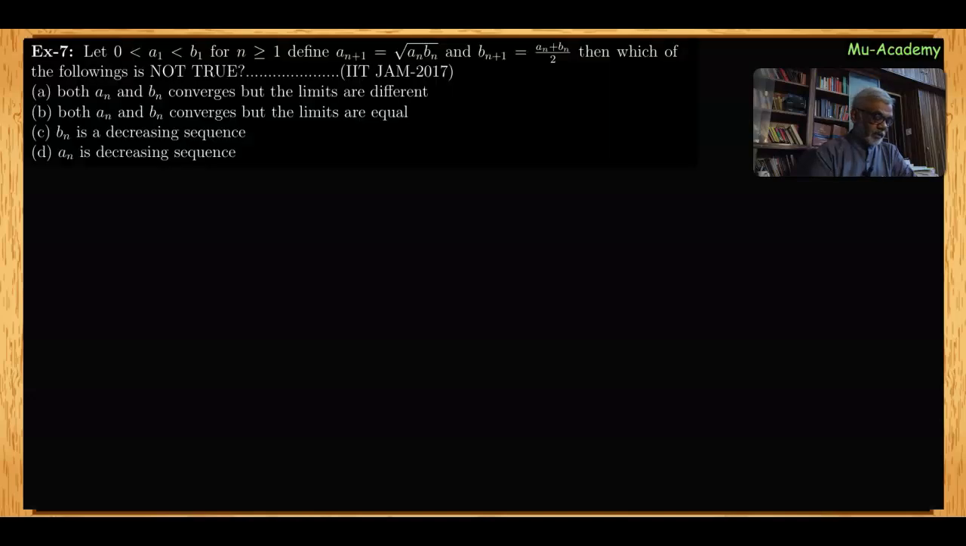Question number 6. Let a1 < b1 and a1 > 0. For n ≥ 1, define a_{n+1} = square root of (a_n b_n), and b_{n+1} = (a_n + b_n)/2. Then which of the following is not true?